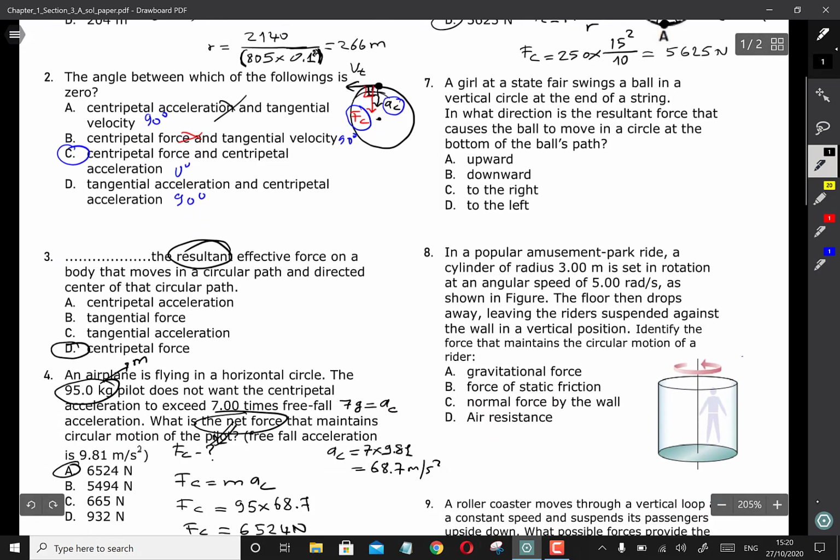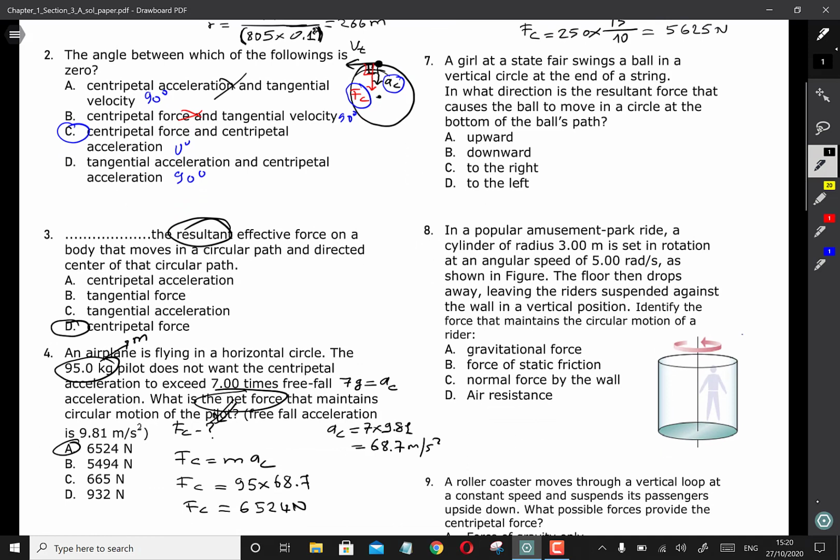Question number 8. A girl at a state fair swings a ball in a vertical circle at the end of a string. So, a vertical circle, like that. A ball is attached to a string, and it's moving on a circular path, like that. Here is the bottom, here is the top. The question is asking, in what direction is the resultant force that causes the ball to move in a circular path, at the bottom of the ball's path, right here.